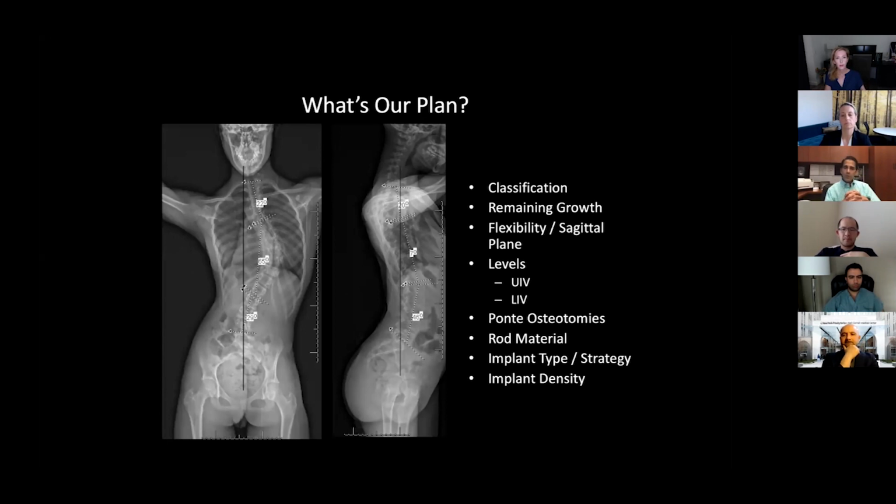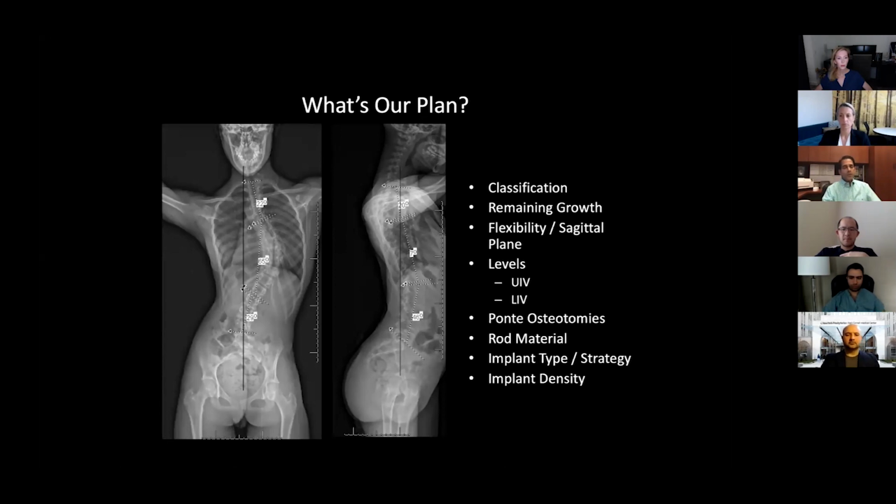The lowest instrumented level is much more straightforward. I think Lenke's idea of using the center sacral line and the last touched vertebra is an excellent one that holds up in virtually every curve pattern, and that's drawn here in the solid black line, and that intersects at L2. Whether we use Ponte osteotomies or not, for me the answer is easy. I virtually always do it, and I'll explain why.